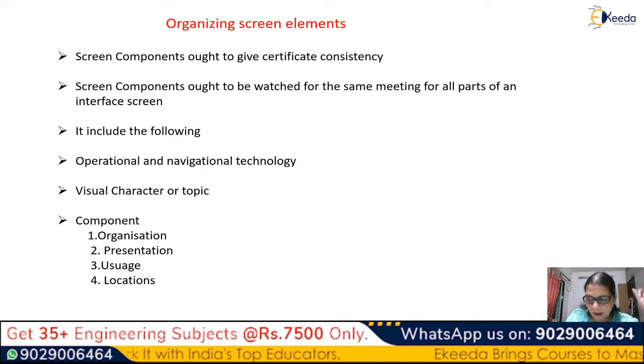This means it has your operational, that means your functional, about your navigation, that means how you proceed using your left or right move commands, like the navigation of pages, or from top to down navigation of keys and so on. Then visual character or a topic: which topic I'm talking about, or which character is being mentioned, like if any cartoon character is mentioned, so which character.